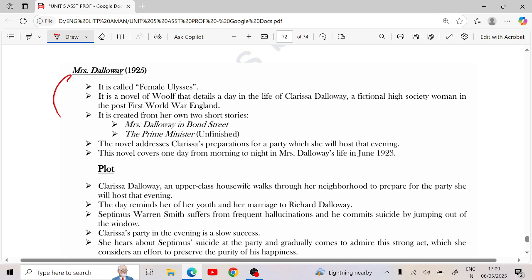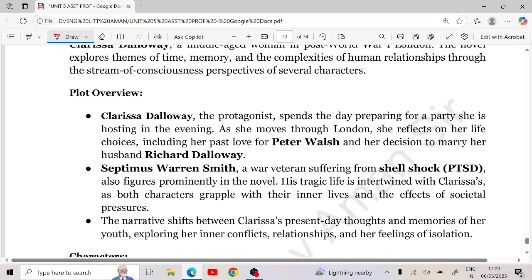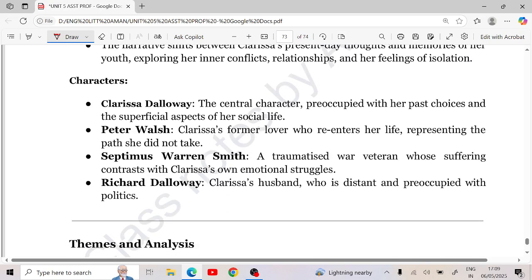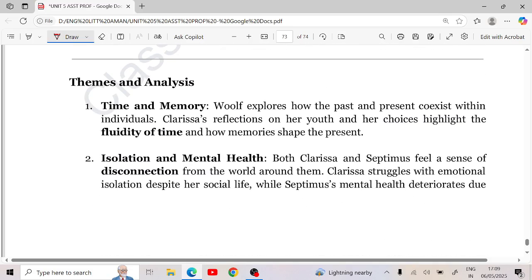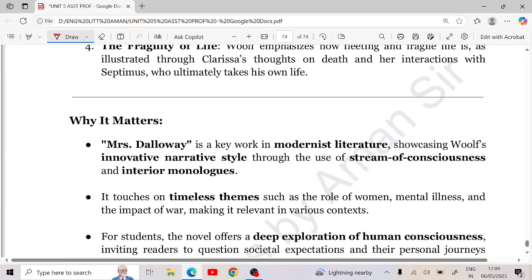So this is the strategy. You have to just remember the plot and the important things. Okay, so let's do it together. I have mentioned it, and then I have made this note also, as well as you must know all the characters, and then you must know the themes. I have mentioned these themes, as well as why it matters.